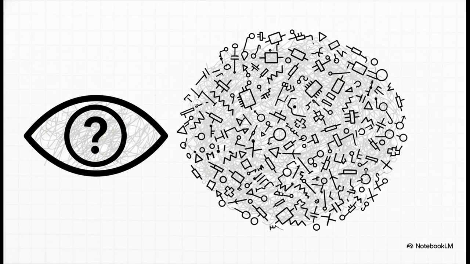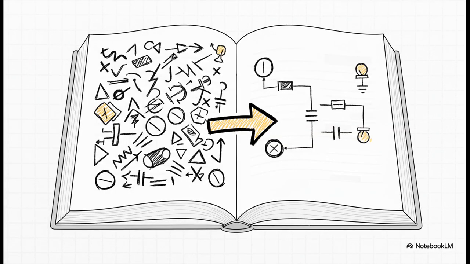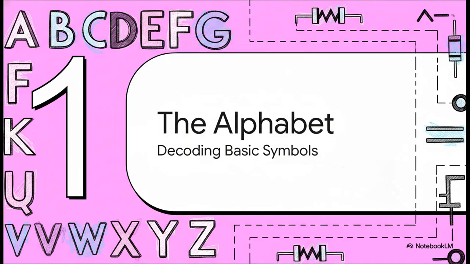It's the hidden blueprint of our entire electronic world. But here's the thing you gotta remember. It's not random chaos. It's a language. A language with its own alphabet, its own vocabulary, and its own grammar. And today, we're going to make you fluent. So let's get started.